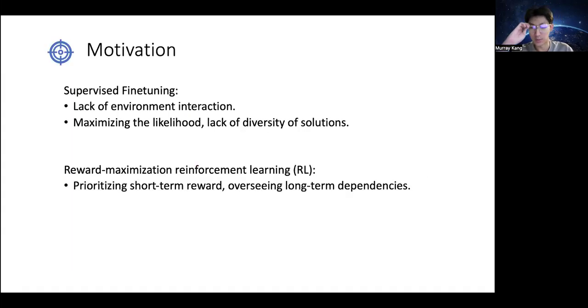So here's our motivation. SFT lacks environment interaction, and it's also a maximum likelihood algorithm, so it lacks diversity of solutions. And reward-maximization RL, like PPO, always prioritizes short-term reward and oversees long-term dependencies, because when we formulate the MDP in RL, we often focus on transition updates rather than trajectory-level updates.